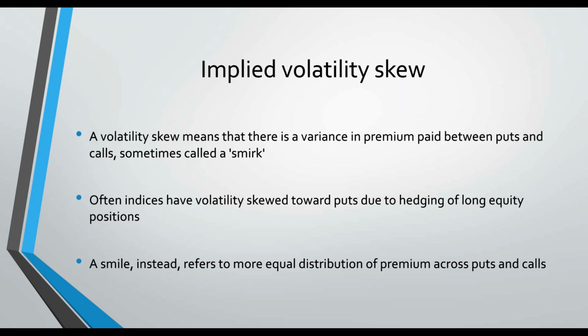First, what is implied volatility skew? Well, a skew means that there's a variance in premium paid between puts and calls. Sometimes this is also called a smirk. Often indices have volatility skewed towards puts due to hedging of long equity positions. There's also some directional betting, but most of this is from hedging. A smile instead refers to a more equal distribution of premium across puts and calls.